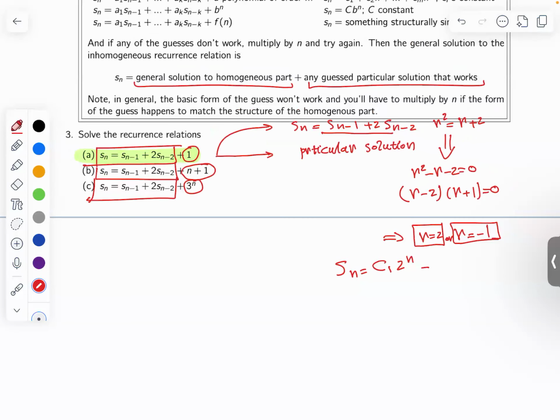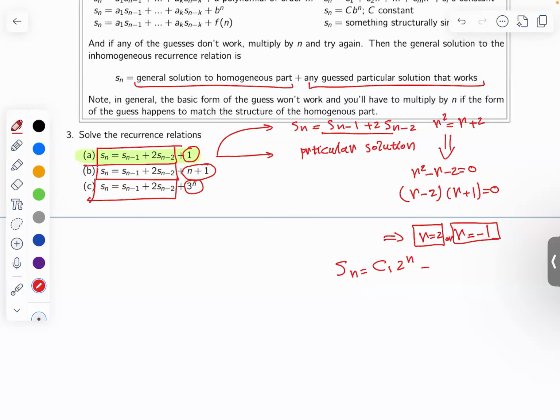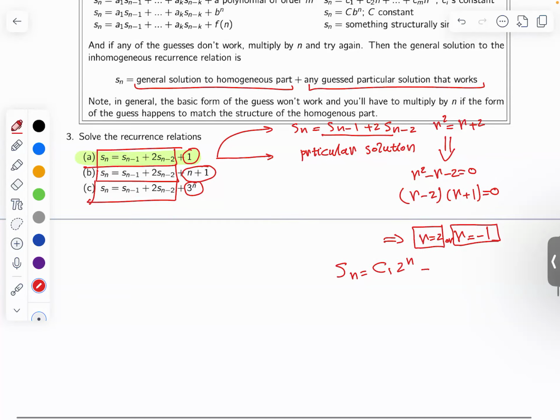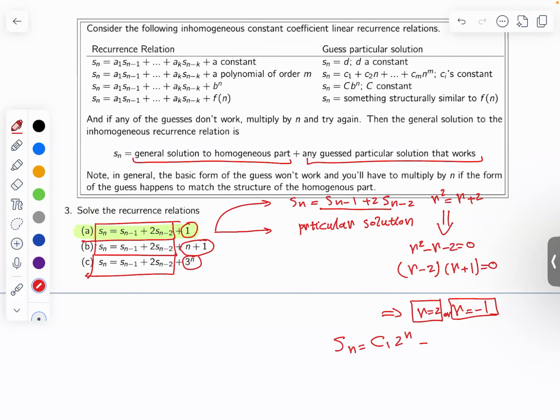Just a moment. My pen doesn't have charge. So anyway, do you see the pointer here? Again, we will solve the homogeneous part. For a moment, we will ignore these non-homogeneous terms.